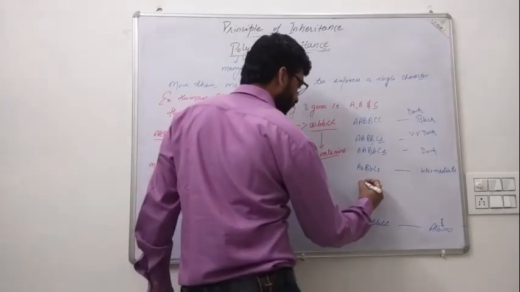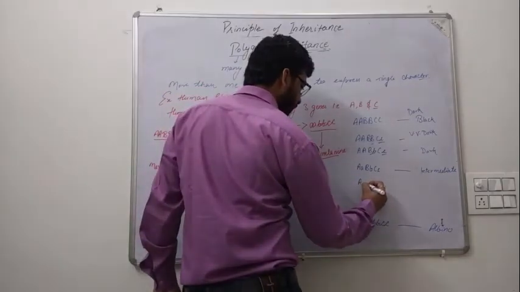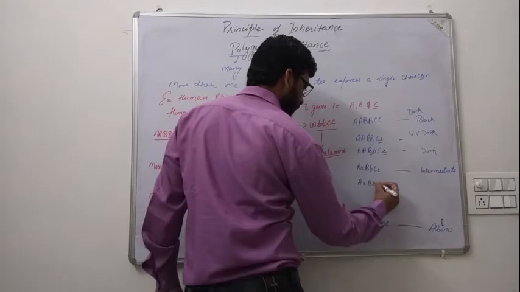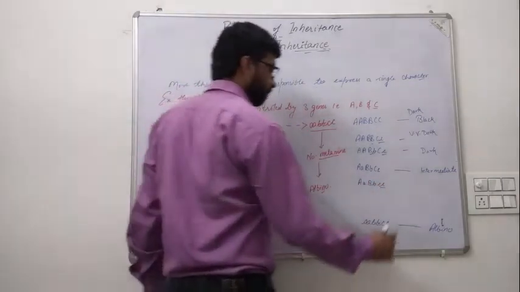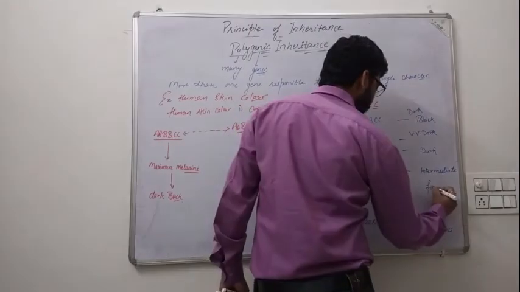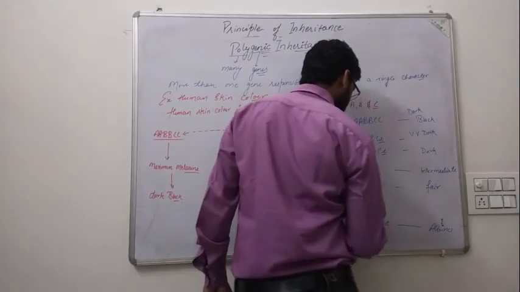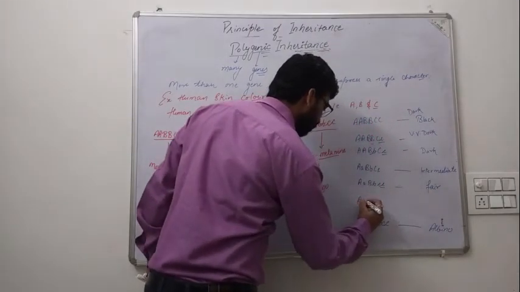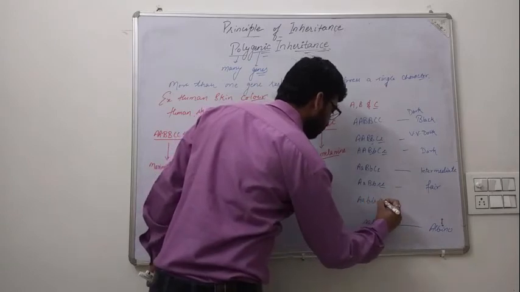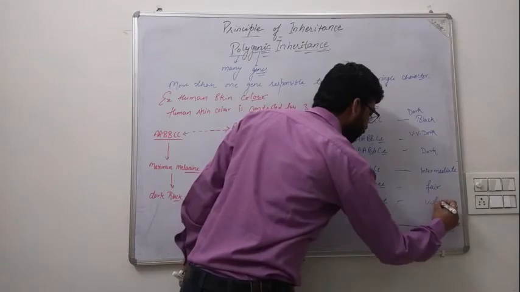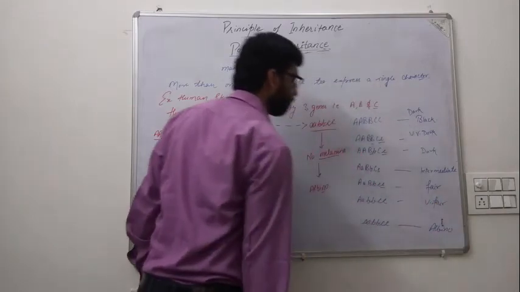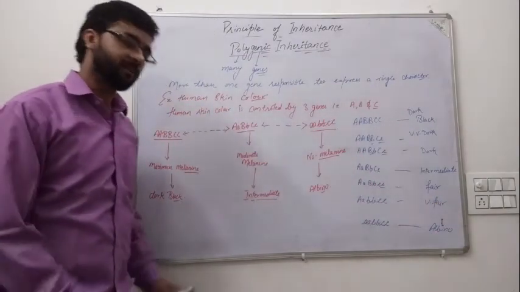Here, if these are in recessive case, fair color, and here we note it down, there is a very fair color, and the last one is albino here.